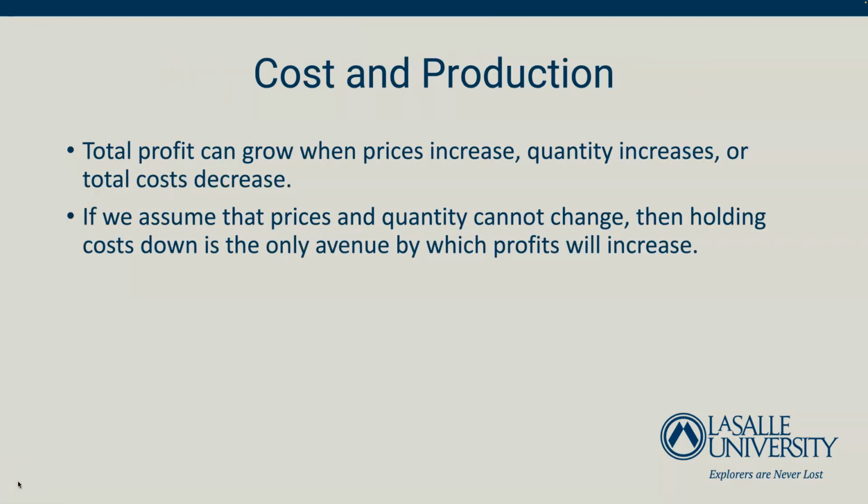So total profit can grow when prices increase, when quantity increases, or when total costs decrease. Whether we have an increase in TR, total revenue, or a decrease in TC, total cost, we can assume that prices and quantity cannot change. Then holding down cost is the only avenue by which profits will increase.